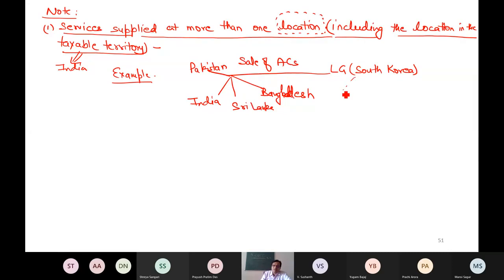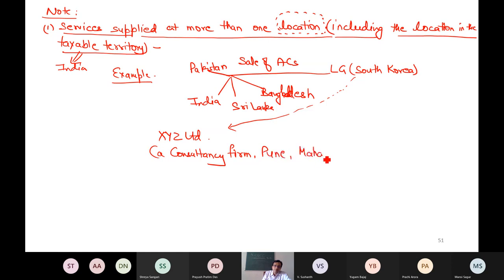And this company hired a consultancy firm, XYZ Limited, a consultancy firm. And this consultancy firm is registered in Pune. It's in Pune, Maharashtra. Now, in this case, do you know what is the place of supply?